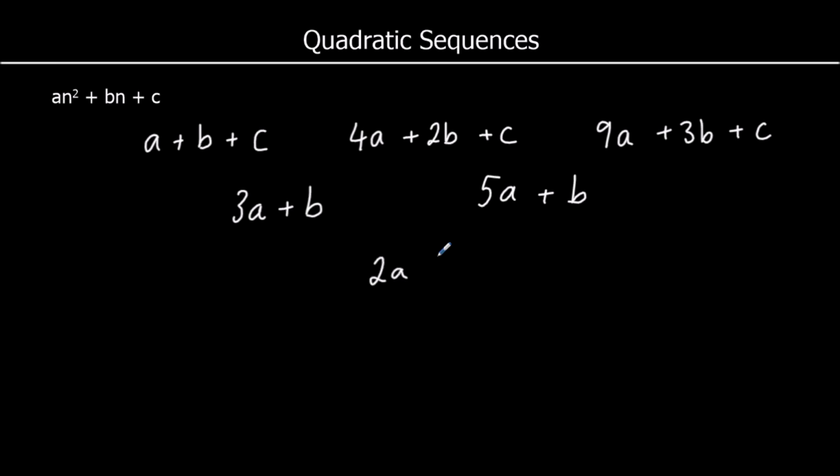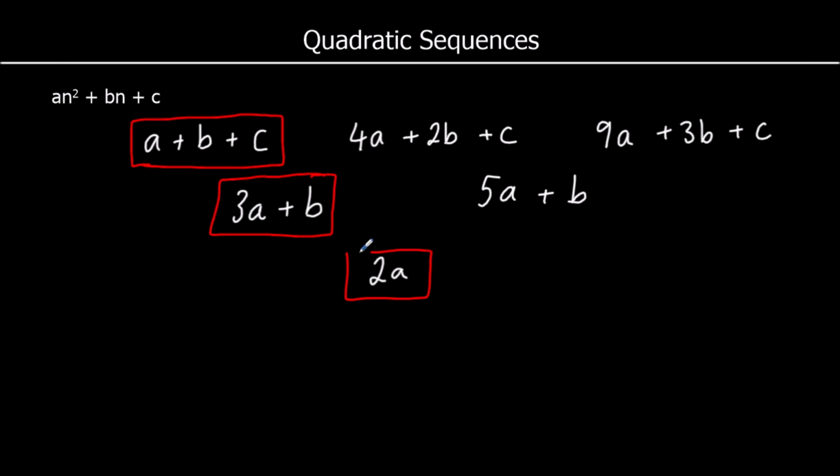And so what we can say, for any quadratic sequence, the first term is going to be a plus b plus c. The difference between the first term and the second term is 3a plus b. And the second difference is 2a. And this will be true for any quadratic sequence.